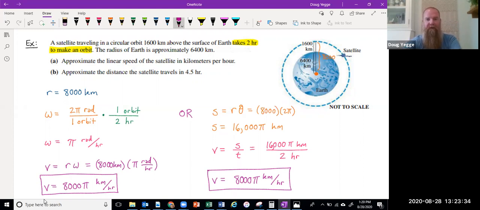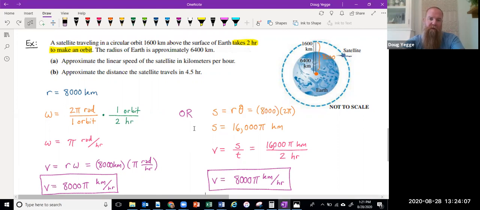But I want to calculate the distance that the satellite travels in 4.5 hours. So I can think about this kind of logically. I know that it's going to take 2 hours to travel one rotation. It'll take another 2 hours to do another rotation, so that's already 4 hours. And then one more half an hour would take me up to here, because a full rotation would be 2 hours. So that's one thing to recognize about our time of 4.5 hours.